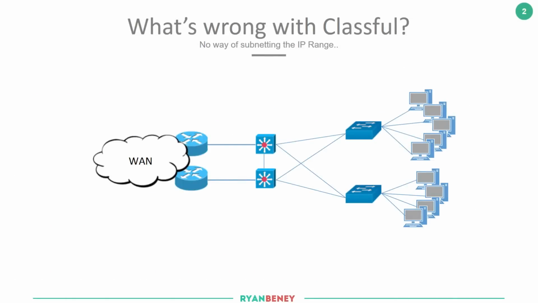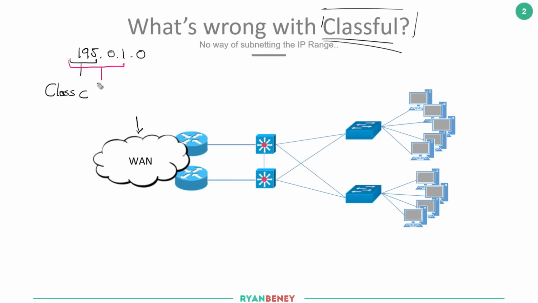So before we dive into subnet mask and classless interdomain routing, I just want to hammer down the point of the problem with classful. So we've got a network here. Let's say our WAN provider gave us a public IP of 195.0.1.0. We know, looking at the first octet, this is actually a class C, and because it's a class C we also know that the first three octets are going to be for the network portion and the last octet is going to be for the host portion.